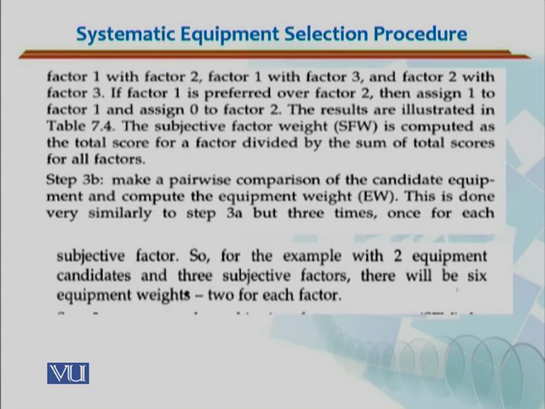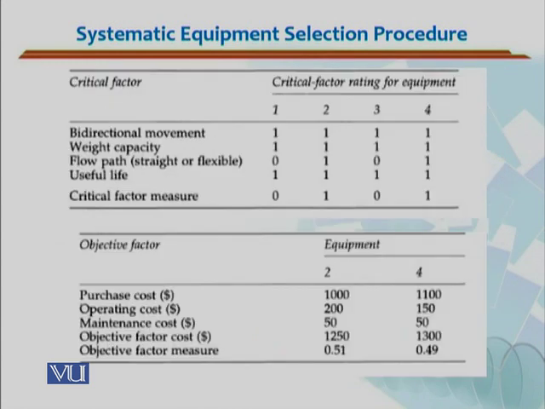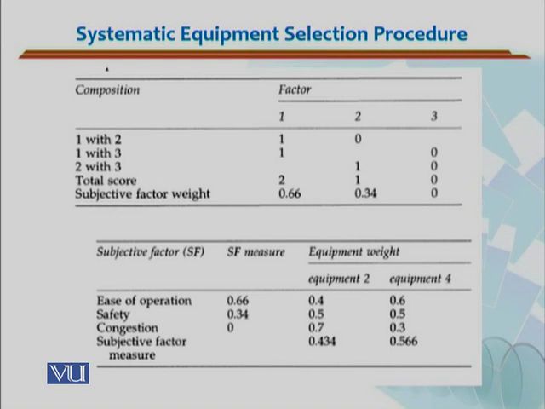You need to compute this 3 times more. After that, I have the summarized weights of 0.4, 0.5 and 0.57 for equipment 2. And the overall subjective factor measure, by using the formula which we have discussed before, would be 0.434. For equipment 4 it would be 0.6, 0.5 and 0.3. This comes after the comparisons, and there are 3 times more comparisons than the first one. Remember this.